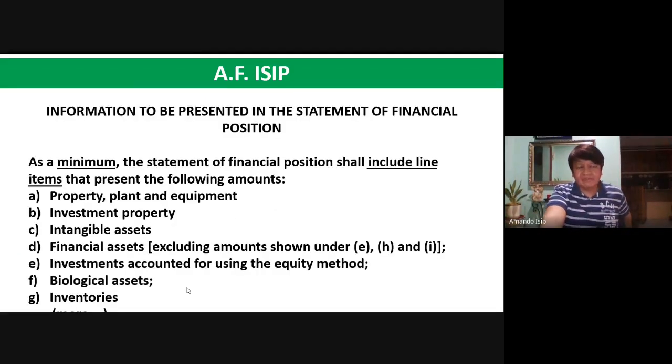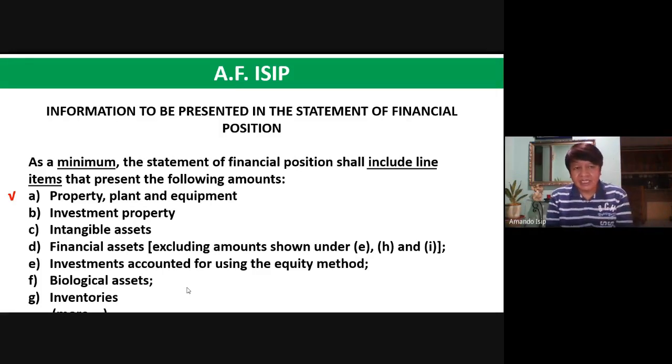And these are the information to be presented in the statement of financial position. Let's now discuss the first financial statement. The first financial statement is called the statement of financial position, formerly known as balance sheet. As a minimum, the statement of financial position shall include line items that present the following amounts.